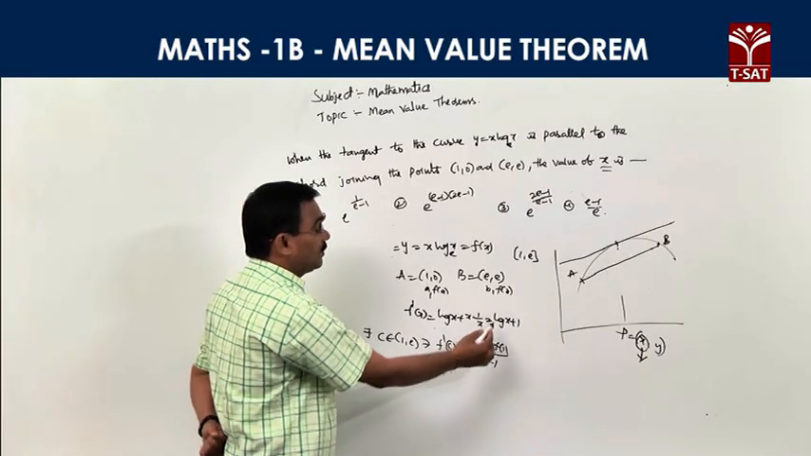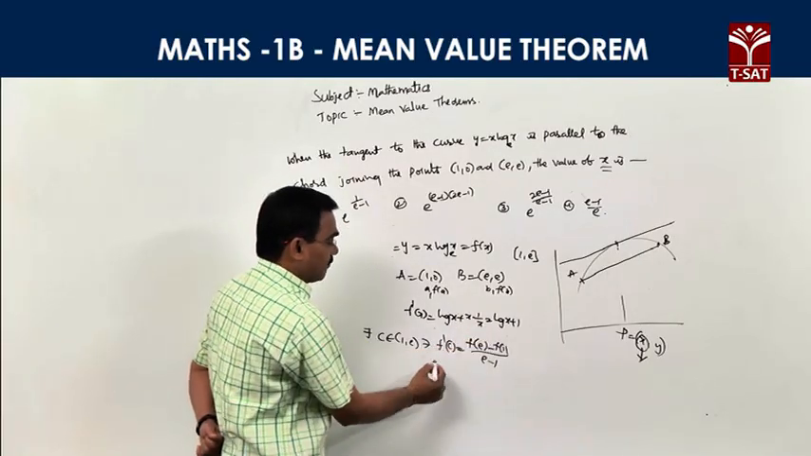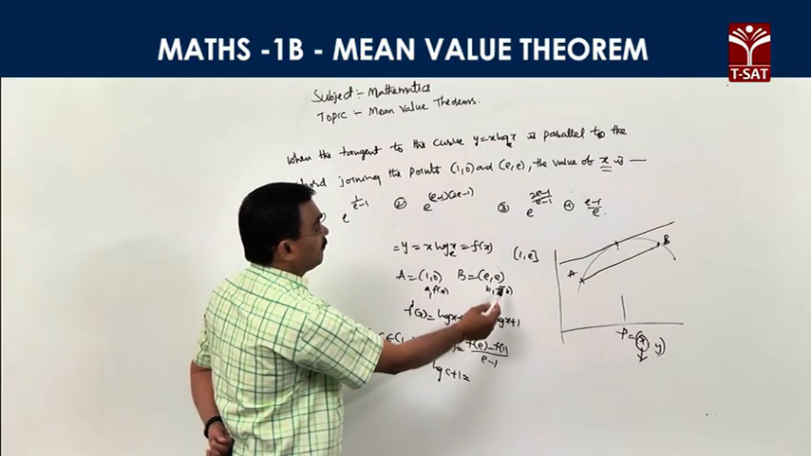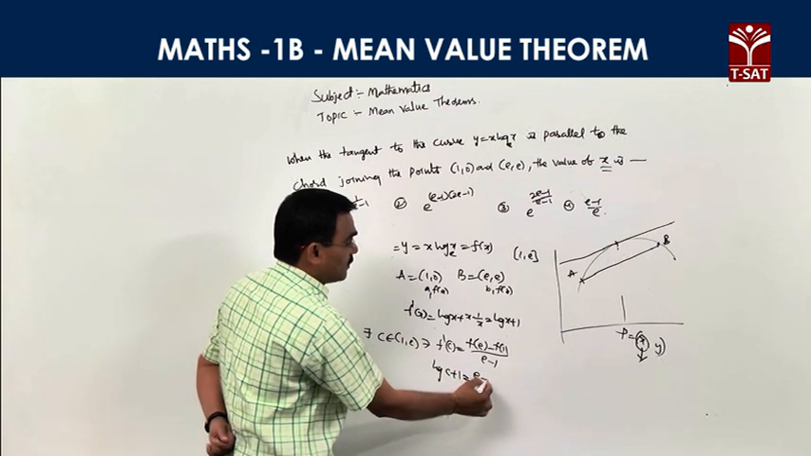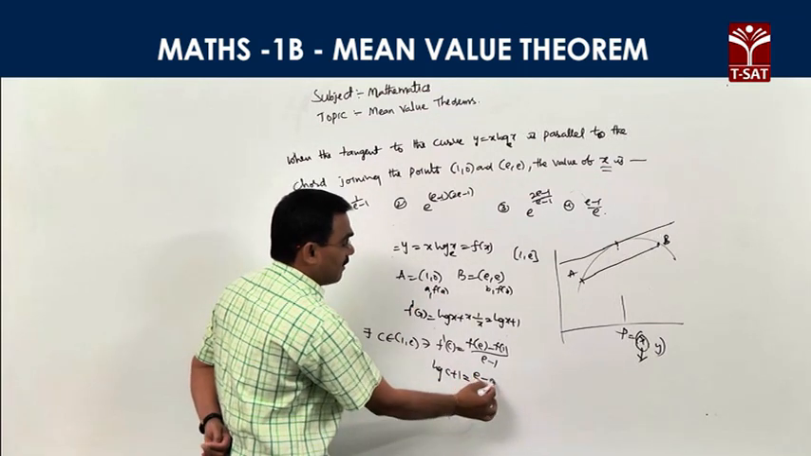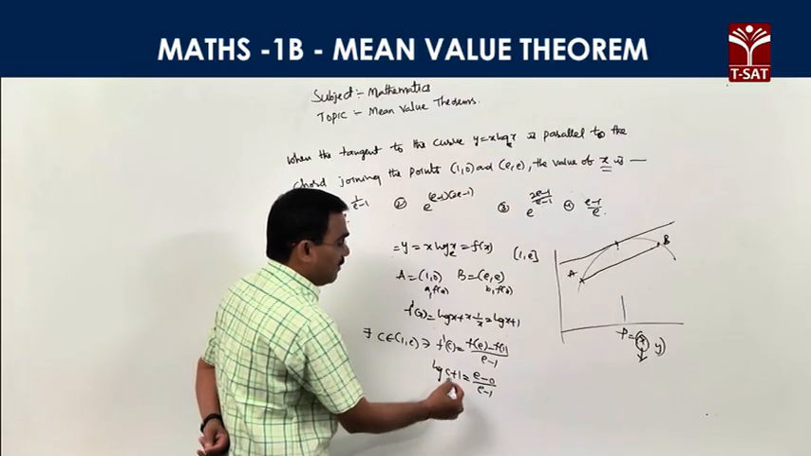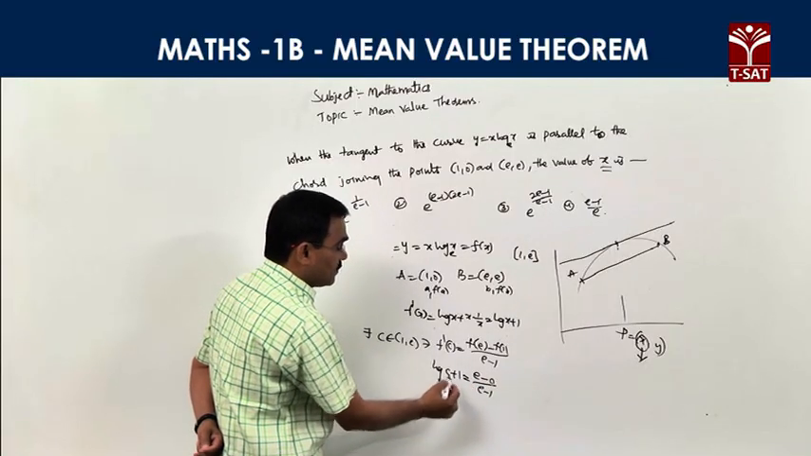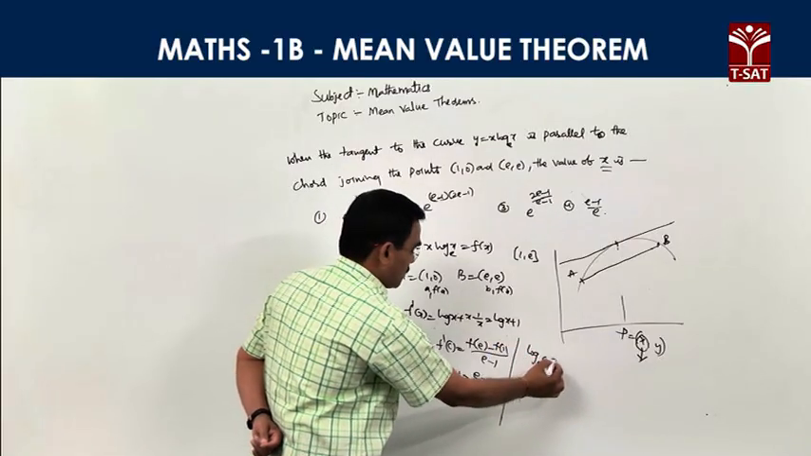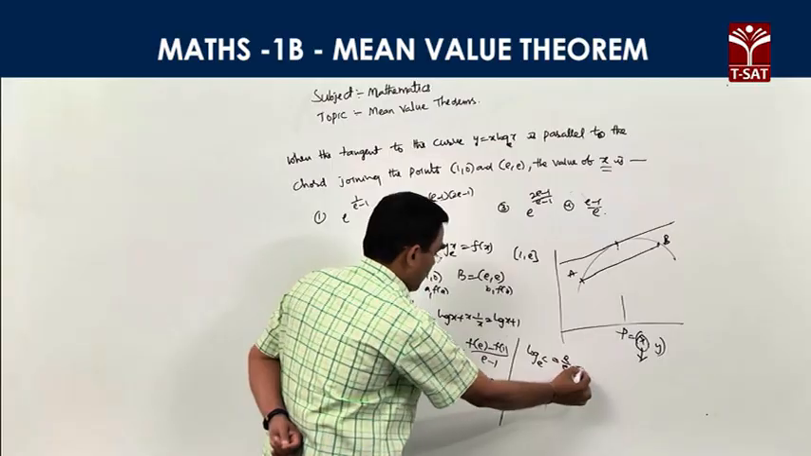Whatever the f dash x is here, f dash x is log x plus 1. The value is log c plus 1, which is equal to f of e minus f of a. The f of e value is e, and f of a is 1, so the value is 0. Whatever is here, e minus 1. Simplifying this, log c base e is equal to e by e minus 1.